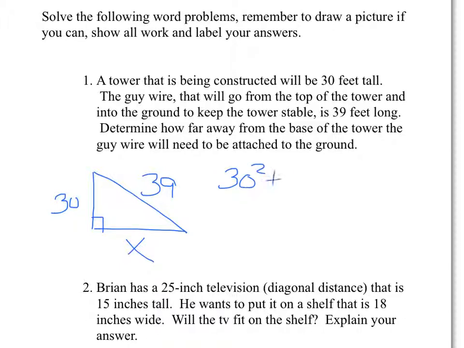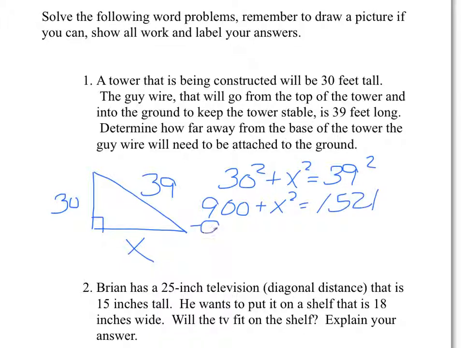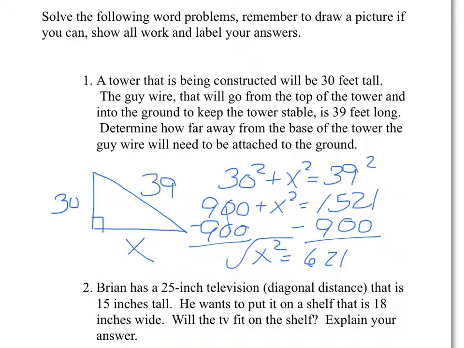So 30 squared plus x squared equals 39 squared. 900 plus x squared equals 1,521. Subtract 900 from each side. And I get x squared equaling 621. In order to get rid of the x squared and get just to x, I have to square root both sides. When I square root both sides, I get x equaling 24.9 feet.